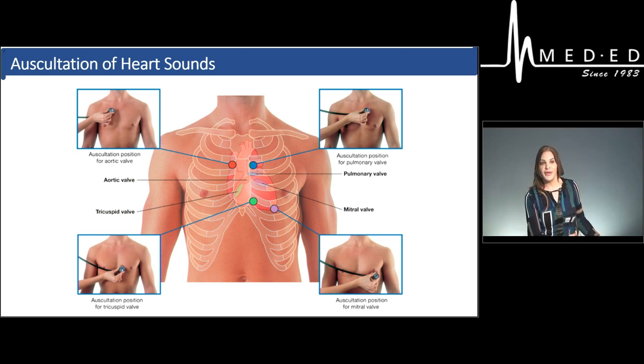The atrioventricular valves, the tricuspid and the mitral valve, those sounds are going to be heard down at the fifth intercostal space. You're going to hear the tricuspid sound at the fifth intercostal space, left sternal border, and you'll hear the mitral sound at the fifth intercostal space at the left mid-clavicular line. So if you find the mid-clavicle on the left and drop down to the fifth intercostal space, that's where you're going to hear the mitral sound.